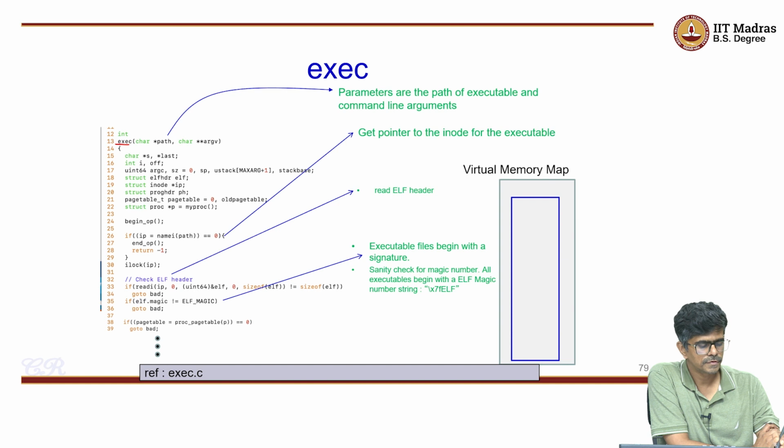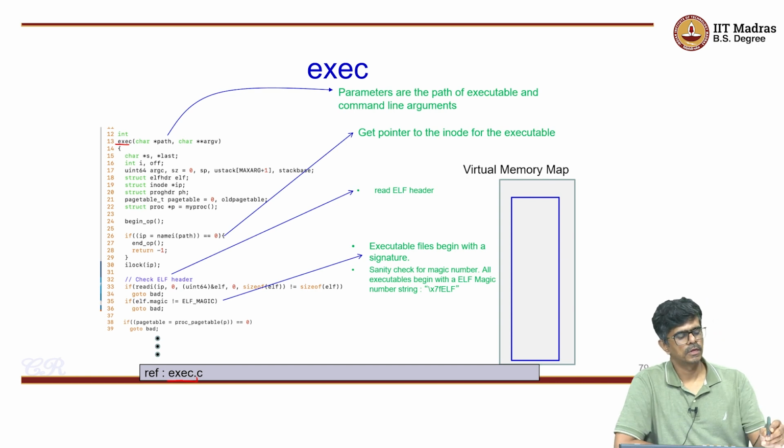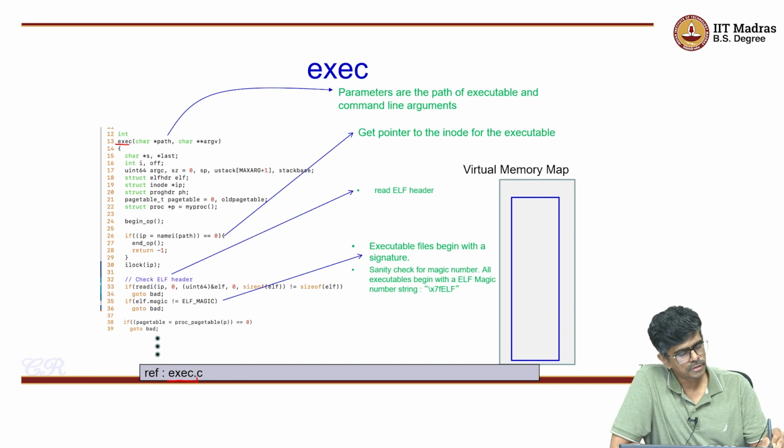Now, this exec function within the xv6 source code, present in the file exec.c, essentially creates or executes the particular program. The exec function in the OS takes two parameters. One is the path, which is essentially the path of the executable, and the second is the command line arguments.